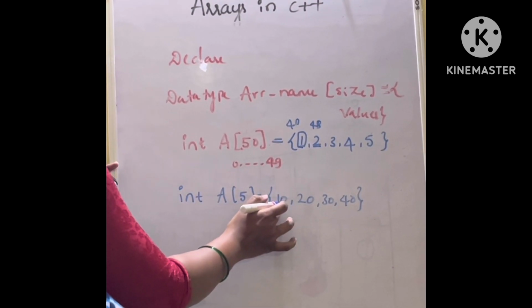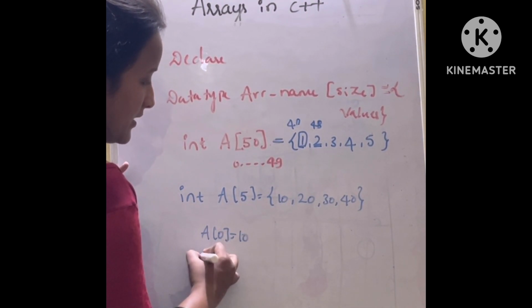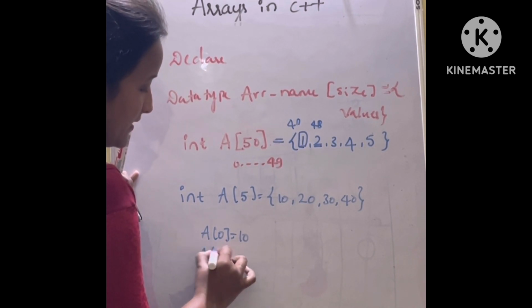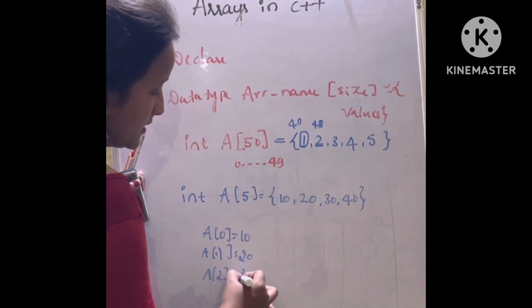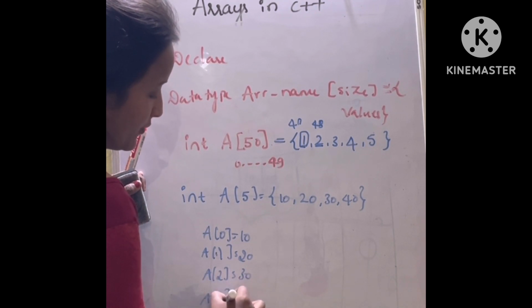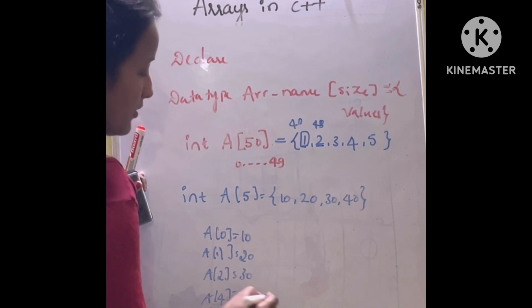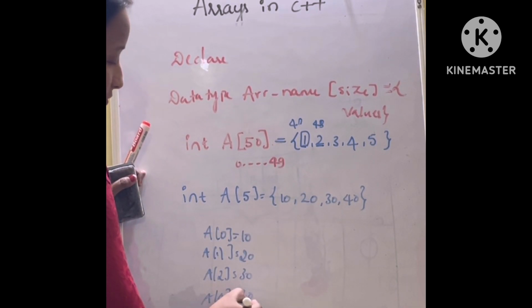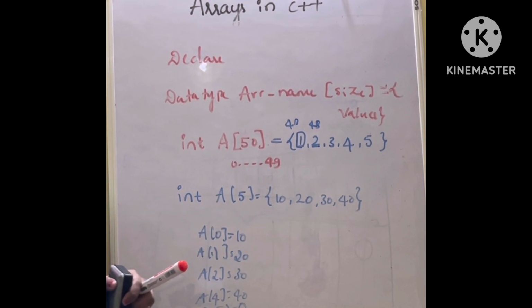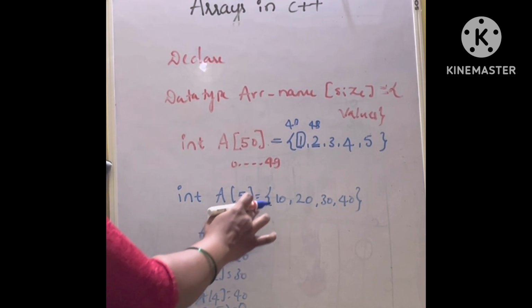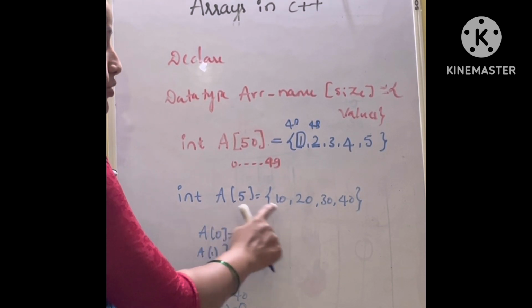Now what is this? a[0] is what? 10. a[1] is what? 20. And a[2] will be what? 30. And a[3] will be what? 40. And a[4] will be what? Not 50, sorry. I have not initialized it, so it's going to be taken as 0 automatically. If you don't initialize the values, by default it is taken as 0. So how many indexes do we have? 0 to 4.